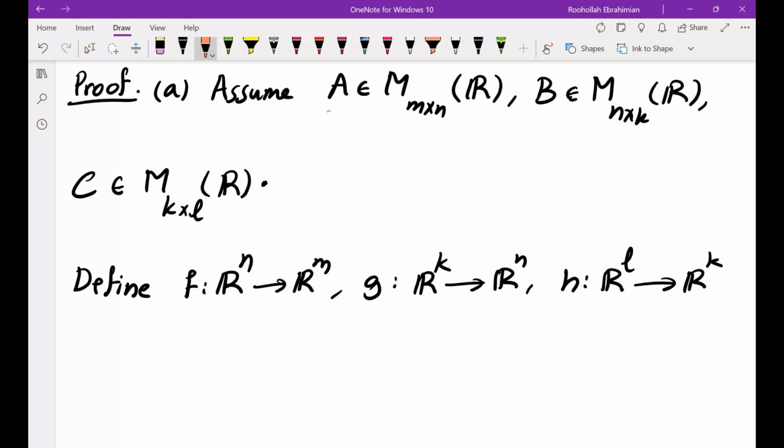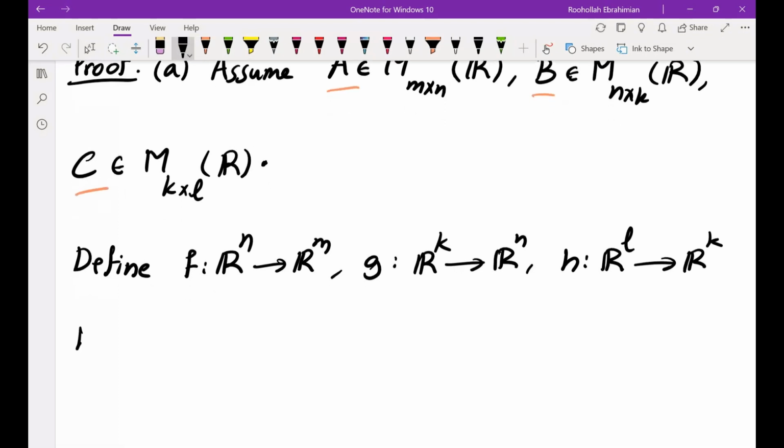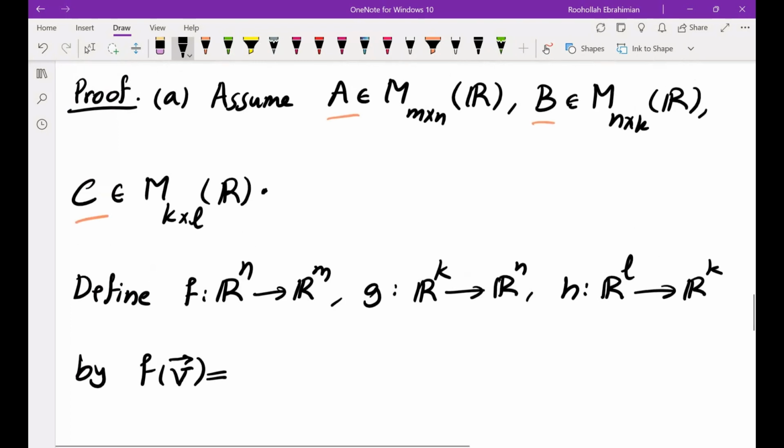So I'm using these as the matrices of these functions. f of v, the matrix of a transformation from Rn to Rm, would be m by n. So this would be A times v. g of v, this one is from Rk, so it would be n by k, so B times v.